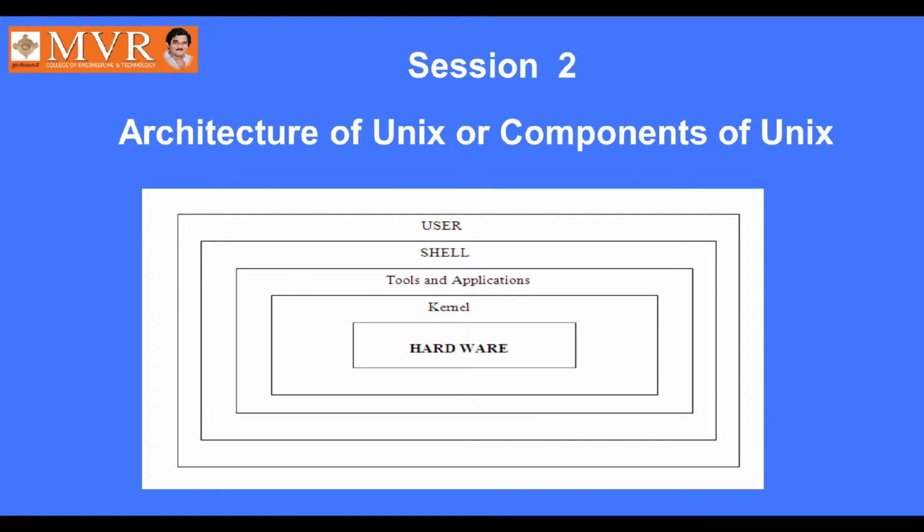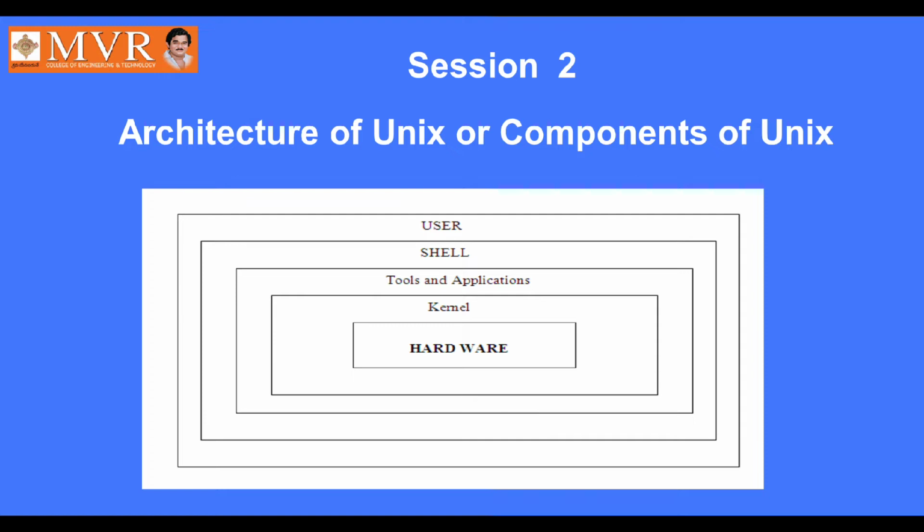In this architecture we mainly want to discuss two things: the shell and the kernel. We all know that the user is whoever uses the system, and the system has some hardware. Hardware is the main item which carries out the tasks the user wants to do. So in this architecture we need to learn about the shell and the kernel. Let us see what the shell is.